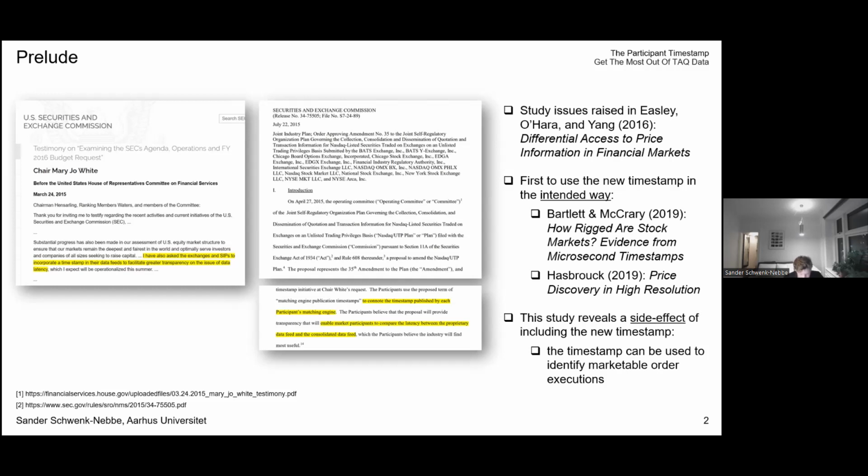by revealing an important side effect of including this new timestamp. So what I find is that the new timestamp can be used to identify marketable order executions, or better said, we can use that timestamp to identify, for each marketable order execution, the trades and top of book quote updates that were generated by it. So this is quite often critical information, and I will show that later.